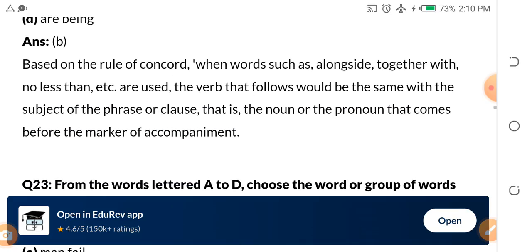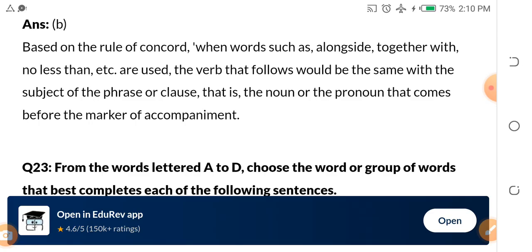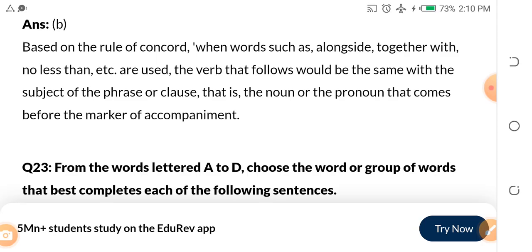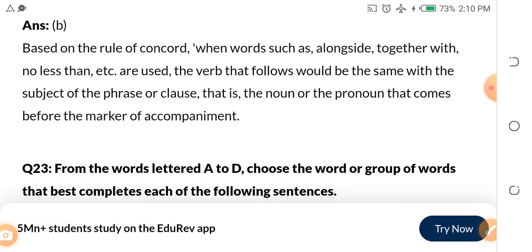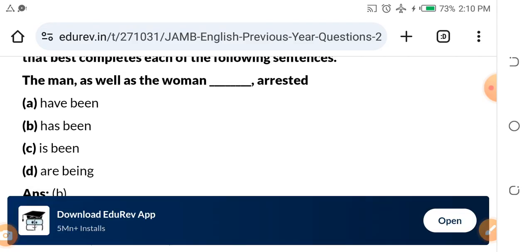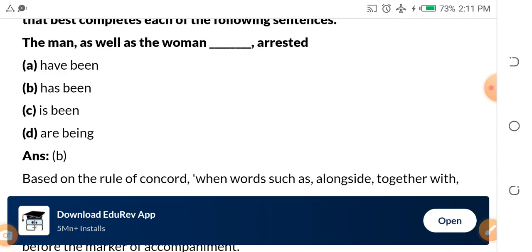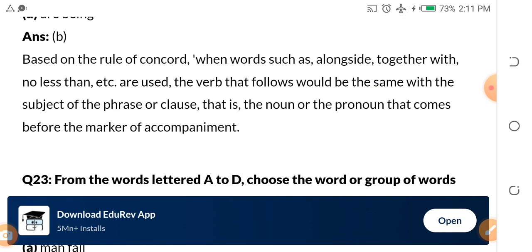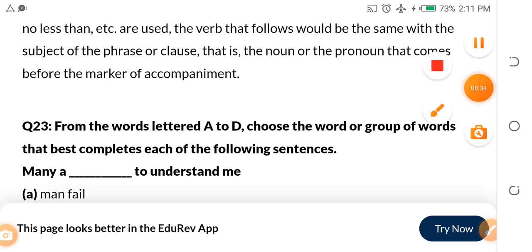Let me give you the reason. Based on the rule of Concord, when words such as alongside, together with, no less than, etc. are used, the verb that follows will agree with the subject of the phrase or clause. That is, the noun or pronoun that comes before the marker of accompaniment. So when they say the man as well as the woman, it has to be has been. You treat alongside, together with, no less than, etc. the same way you treat as well as. I hope you are following.